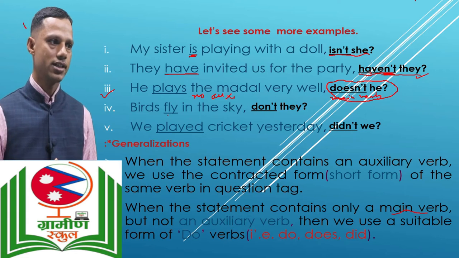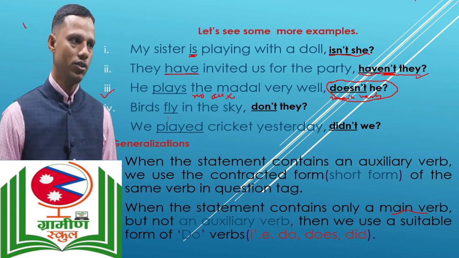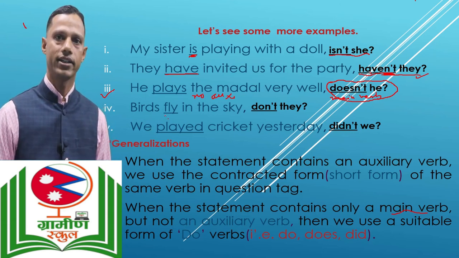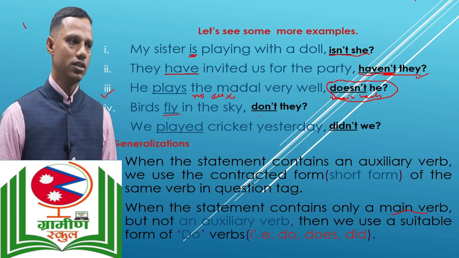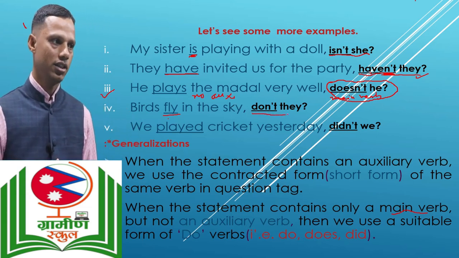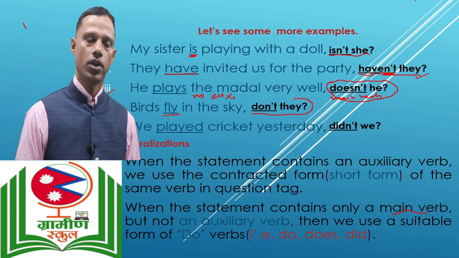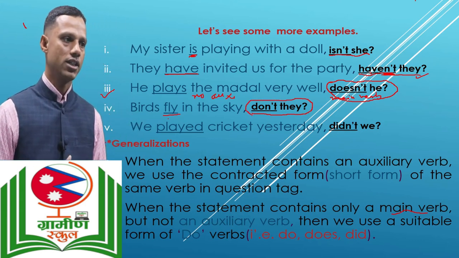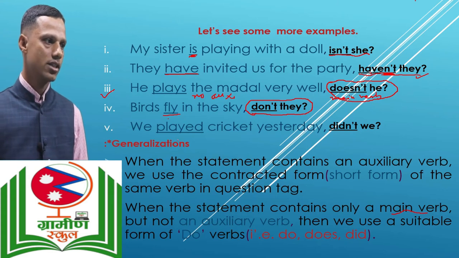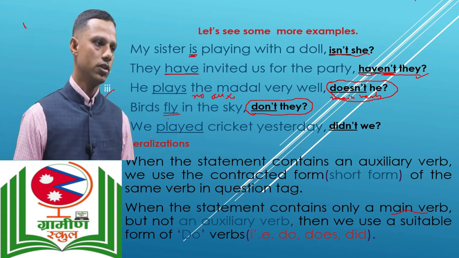Birds fly in the sky. Yes, look at number IV, we have the main verb fly, right? Now we can make the question tag of this, don't they? Yes, the main verb is in verb 1 form, the first form of verb, so we use don't in the question tag. Now let us go to number 5 or number B.